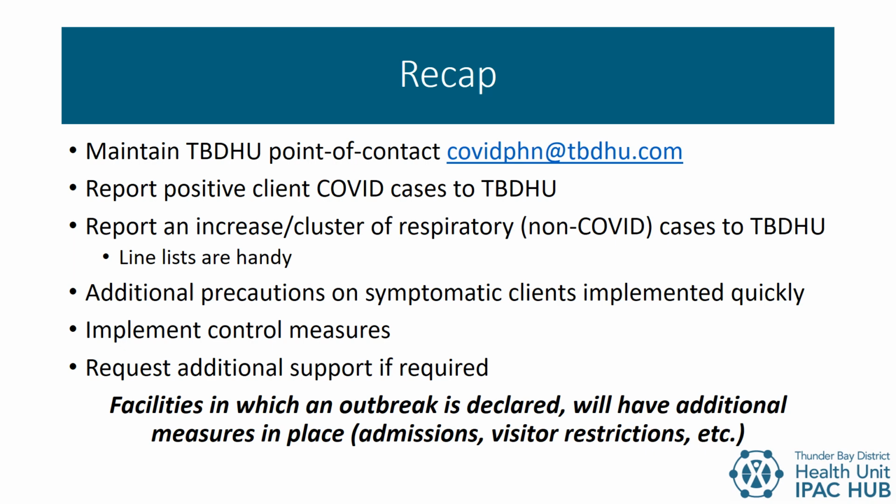Facilities are required to report an increase or cluster of respiratory non-COVID client cases to Thunder Bay Health Unit and should ensure line lists are handy. Additional precautions should be implemented quickly on any symptomatic clients, not just confirmed positive, and staff should continue to perform point-of-care risk assessments with every interaction. Continued implementation of other control measures, such as hand hygiene, environmental cleaning, and cohorting, is important. Facilities should request additional support if required, such as on-site assistance with PPE carts, staff training, or disinfectant or cleaning support.